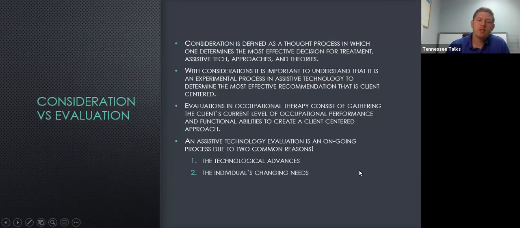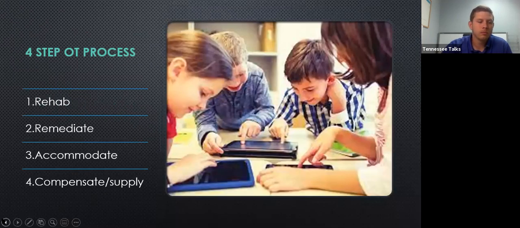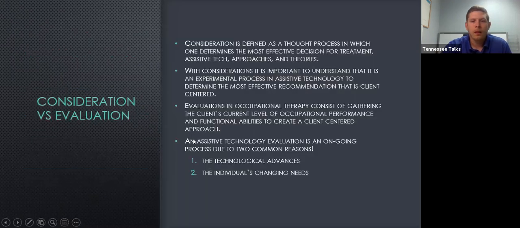So one of the key things I want to focus on here is consideration versus evaluation. In assistive technology, evaluation is an ongoing process for two common reasons: the technological advances and the individual's changing needs. So all this is going to kind of lump in, but it's important to know that first. So consideration is defined as a thought process in which one determines the most effective decision for treatment, assistive tech, approaches, and theories.